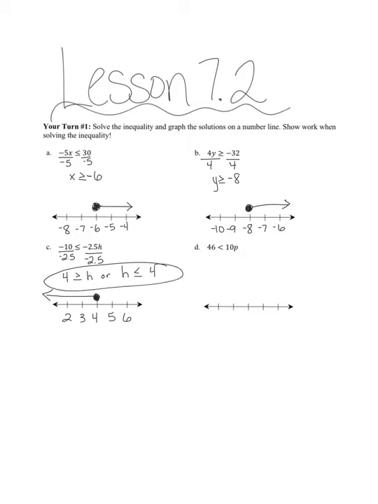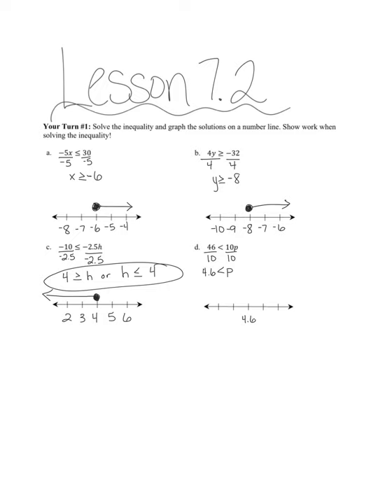And now for D, we have 46 is less than 10p. So I'm going to divide by 10 because I'm just dividing by a positive. My inequality sign stays the same. And 46 divided by 10 is 4.6. So on my number line here, I'm going to have decimals.